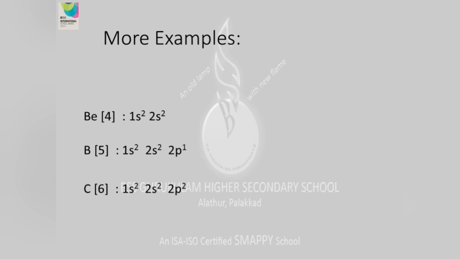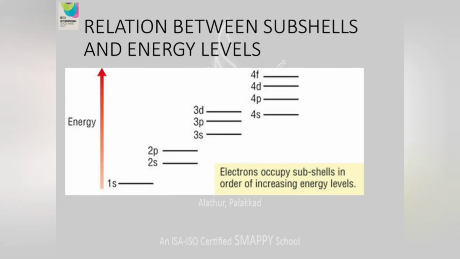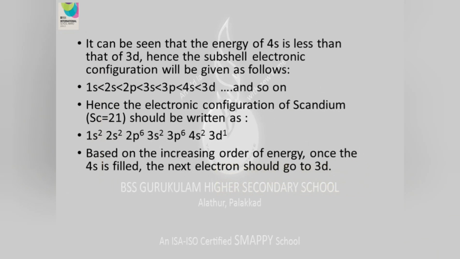Now this is a graph that represents the relation between subshells and energy levels. You can see on the y-axis the energy level and on the x-axis the subshells. If you compare 3p, 3d and 4s, the 4s energy level lies between 3p and 3d. So from this diagram, it is very clear that the energy of 4s is less than that of 3d, or we can say the energy of 3d is more than that of 4s.